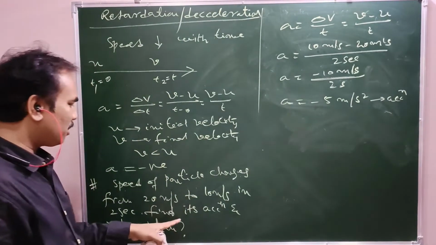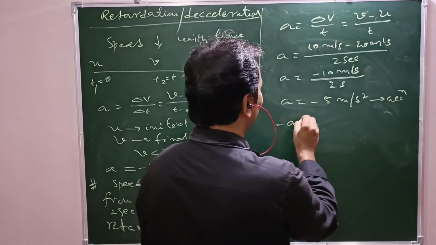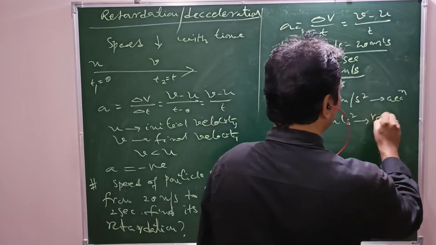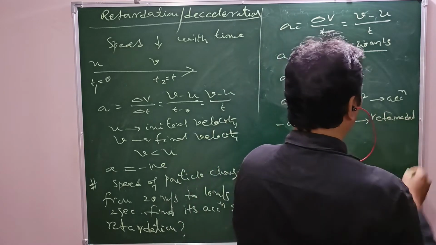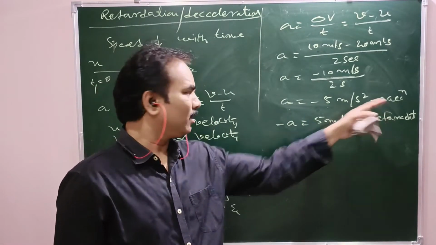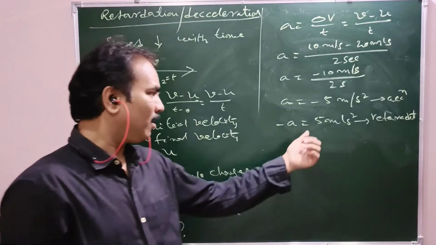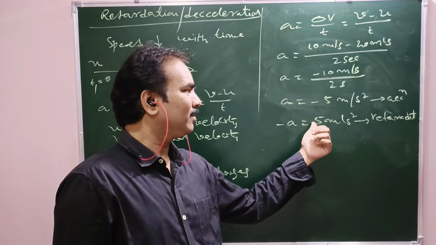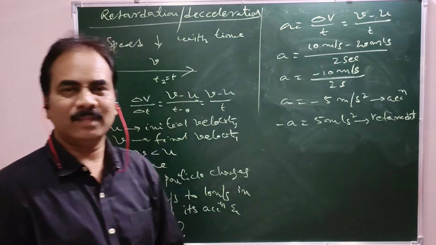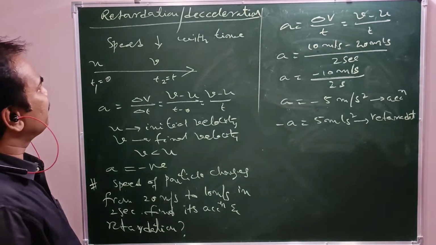But what about retardation? Retardation means take this negative sign to the LHS, that is minus A equal to 5 meter per second square. This is what retardation is. So A becomes negative, which means acceleration. Minus A becomes positive, that is retardation. If you give the answer with the positive sign, then that becomes retardation. If you give the answer with the negative sign, that becomes acceleration. Am I right? Okay.